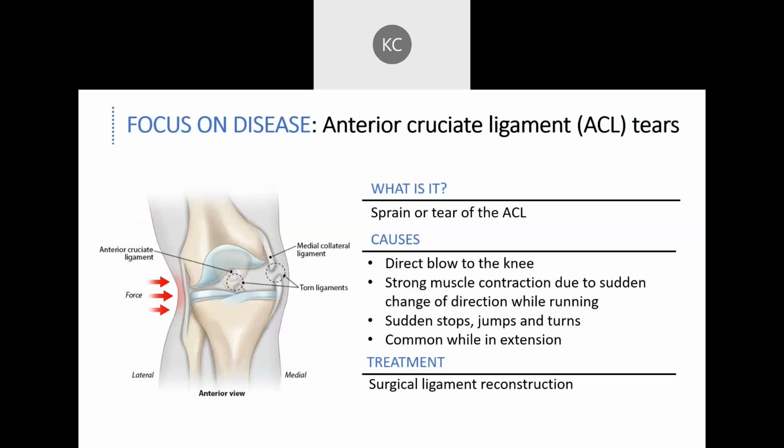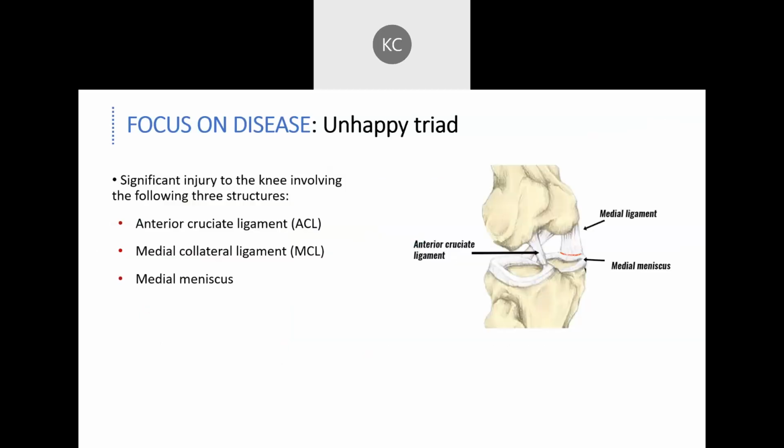Now, you can have another condition that we'll look at in which you take this a little bit further, and this is called the unhappy triad, right? And the unhappy triad, the term triad refers to three, and you tear three things at once, right? So you tear the anterior cruciate ligament, you tear the medial collateral ligament, and you tear the medial meniscus, right?